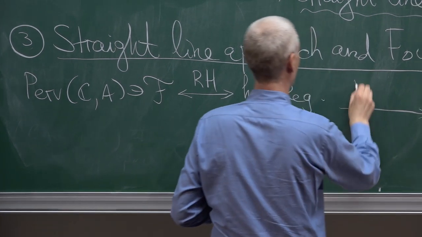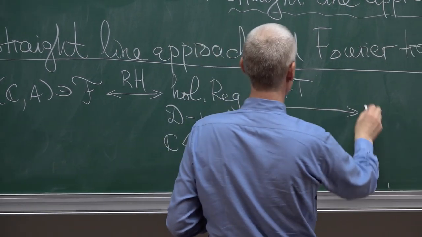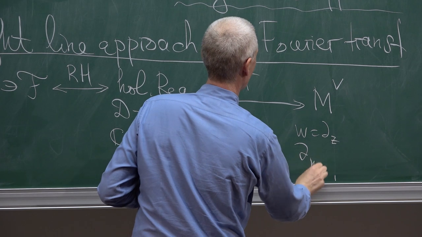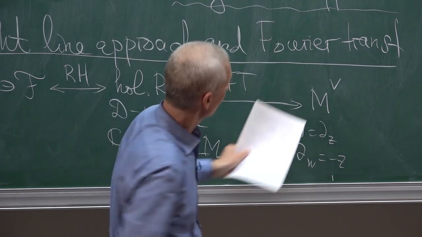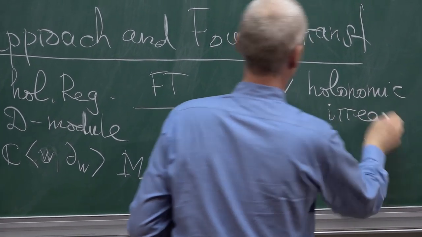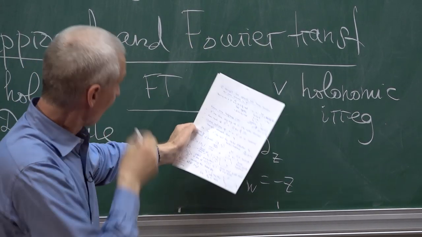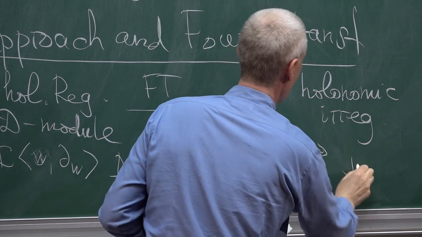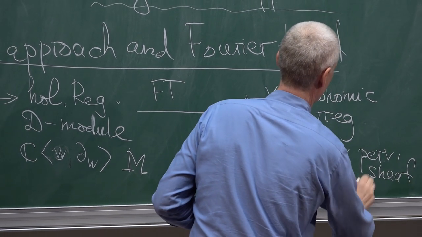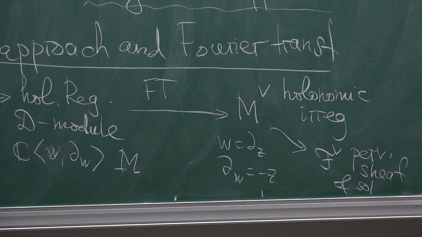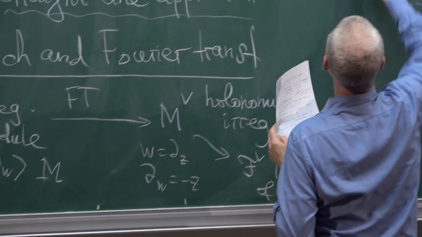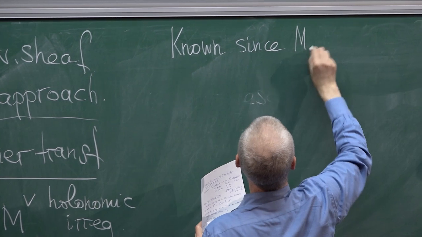Then from this we do the Fourier transform. We simply replace, to get the module M check, W by D with respect to Z, and DW equals minus Z. So it will be holonomic but irregular. And it has its own perverse sheaf of solutions. So it is known since the book of Malgrange in 1991 exactly what happens.